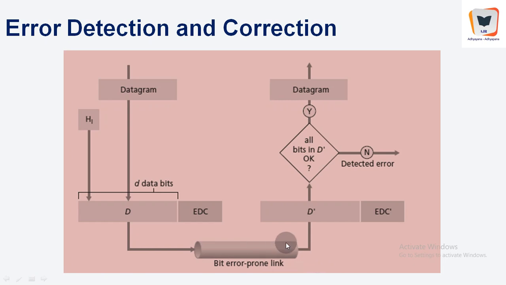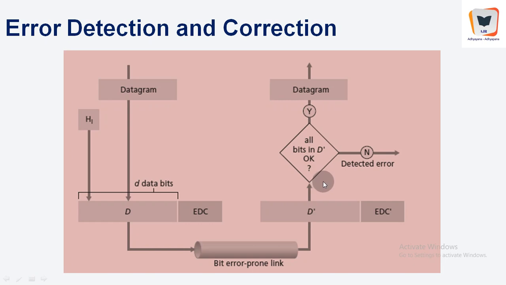And due to these bit errors, D no longer remains D, it becomes D dash, inflicted with errors. And EDC will never remain EDC, it may be EDC dash. Note that D dash and EDC dash may differ from the original D and EDC as a result of in-transit bit flips or bit errors. The receiver's challenge is to determine whether or not D dash is the same as the original D, given that it has only received D dash and EDC dash.